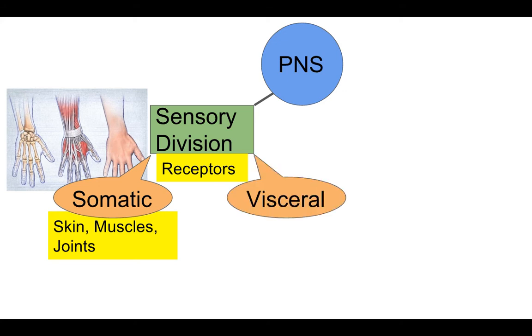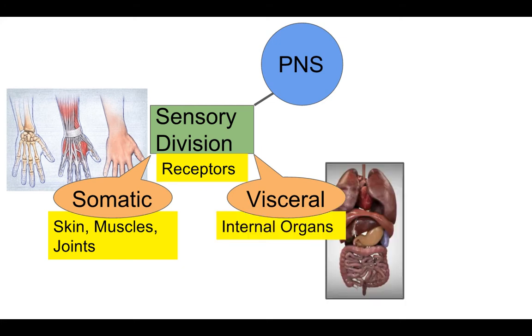There's also the visceral portion of the sensory division, and visceral refers to your innards, your internal organs. So this is things like sensations you'd get from your stomach or intestines or those kinds of things. So the stretch receptors in your stomach to tell you you're full, or that kind of thing. So in the peripheral nervous system, the sensory division has somatic sensory neurons, which are for the skin, muscles, and joints, and there's also the visceral for your internal stuff.